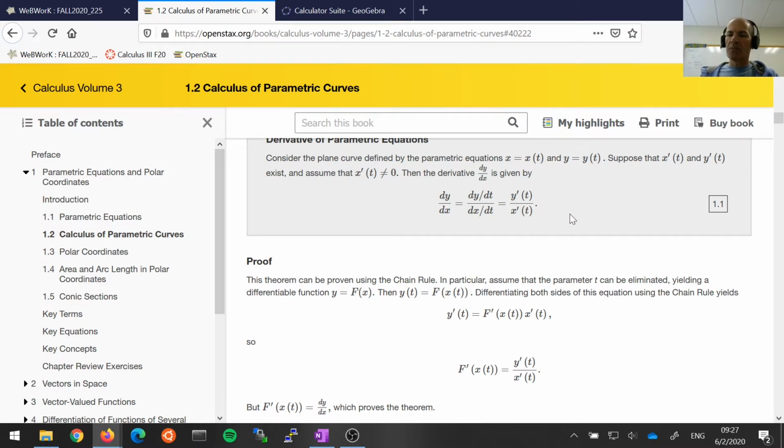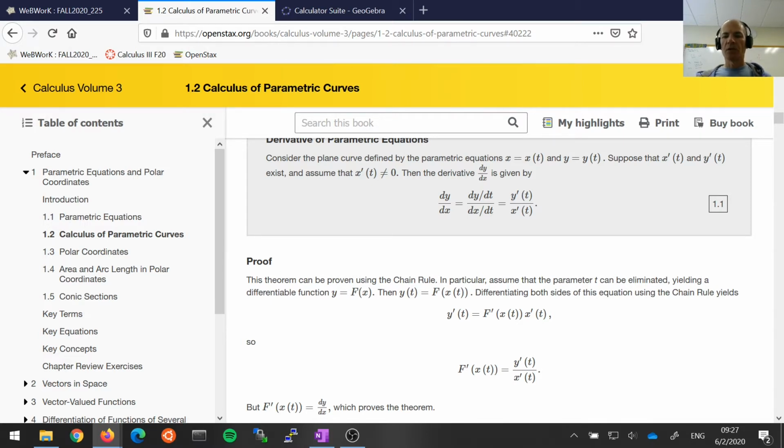Of course, this seems to beg the question that the function y equals f of x exists everywhere, and that's not necessarily true. We talked about this last time. Not all parametric curves can be expressed in the form y equals f of x, because not all parametric curves are functions in that they pass the vertical line test. Many parametric curves fail the vertical line test. For example, circles fail.